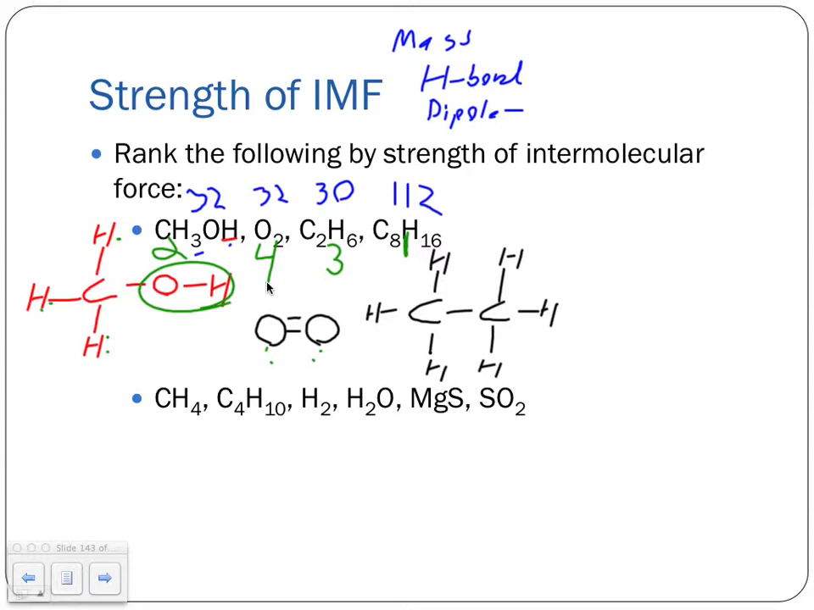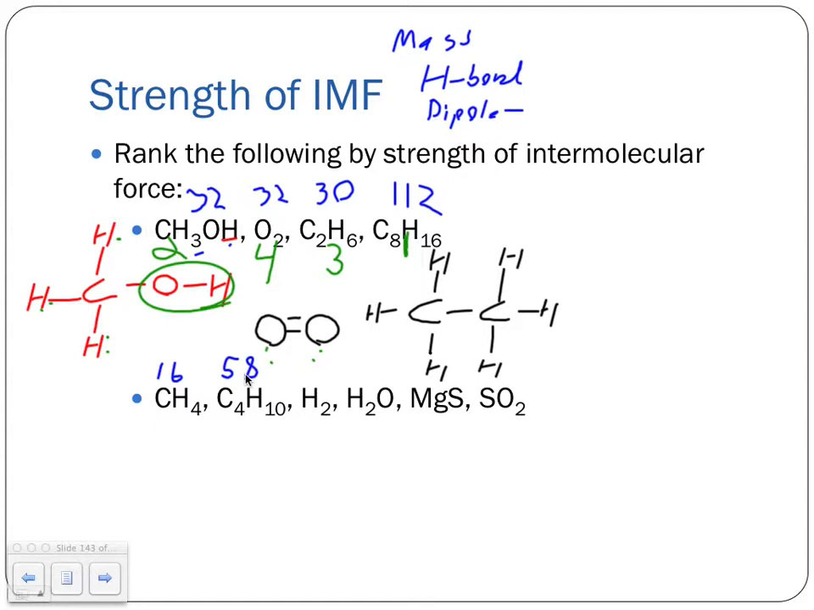Next thing, CH4, C4H10, H2, H2O, MgS, SO2. So same thing, we need to figure out first what are our masses. CH4 has 1 carbon and 4 hydrogens. That's carbon is 12, hydrogen is 1, so 12 plus 4 is 16. So the mass is going to be 16 there. C4H10, it's got 4 carbons and 10 hydrogens. So 4 times 12 plus 10 hydrogens, another 10, is 58.